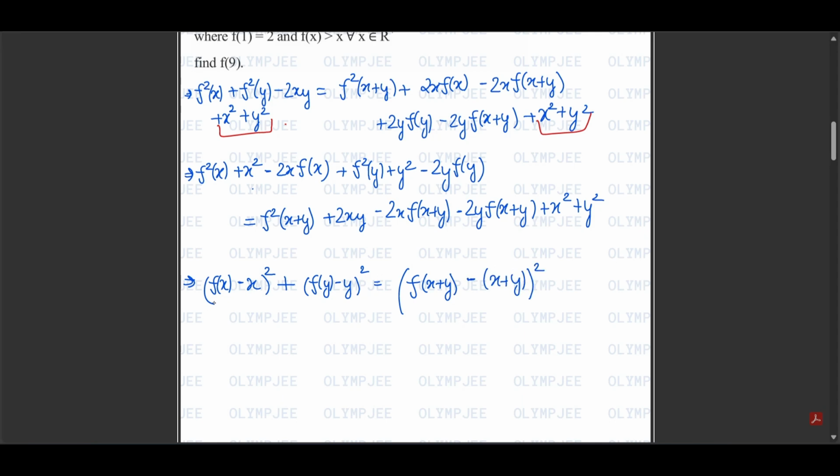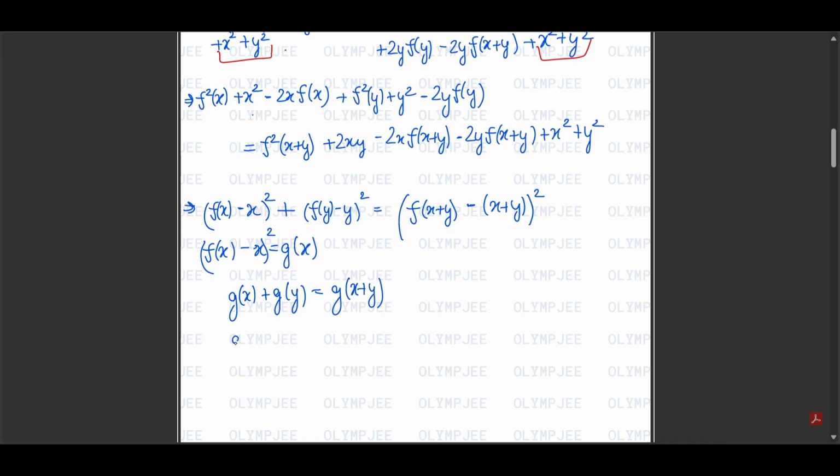So if you see, the terms inside the bracket have the same pattern, right? Whatever is in the bracket of the f function is being subtracted from it. So if I take f(x) minus x as g(x), then we have been given that g(x) plus g(y) is equal to g(x plus y). Why have I written it in this form? Because we already know the solution to this. The solution to these kinds of functional equations is that g(x) is equal to kx.